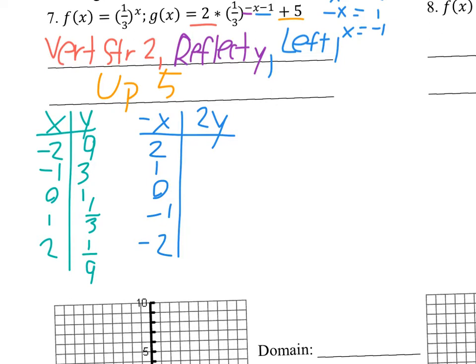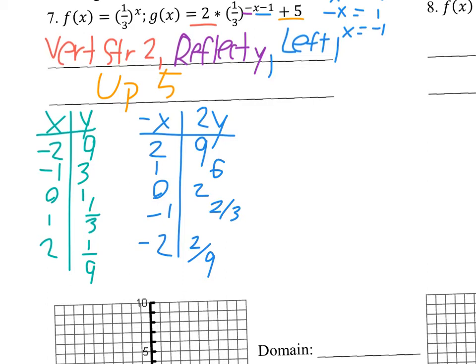9 times 2, 18. 3 times 2, 6. 1 times 2, 2. 1/3 times 2, 2/3. 1/9 times 2, 2/9.